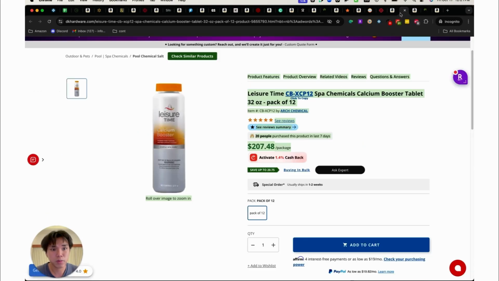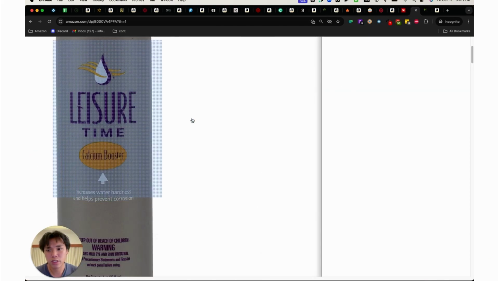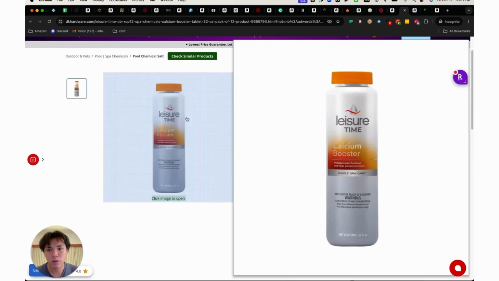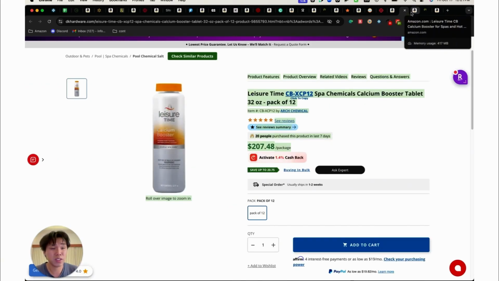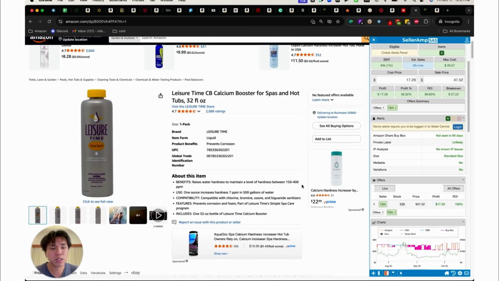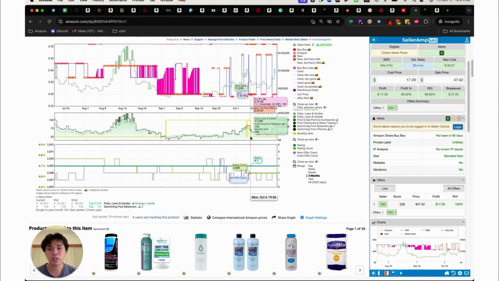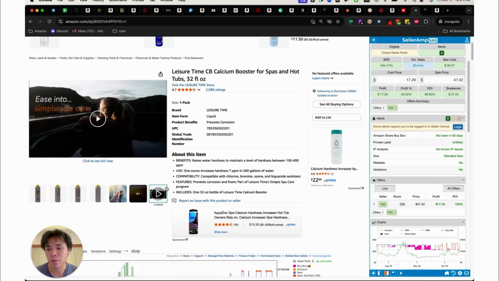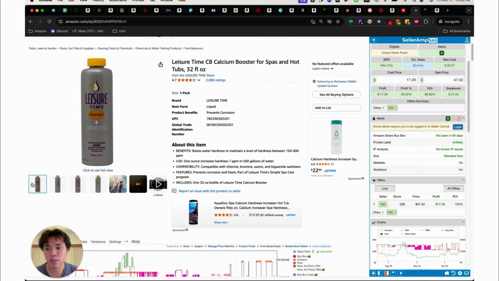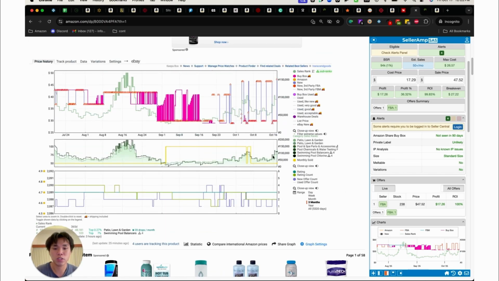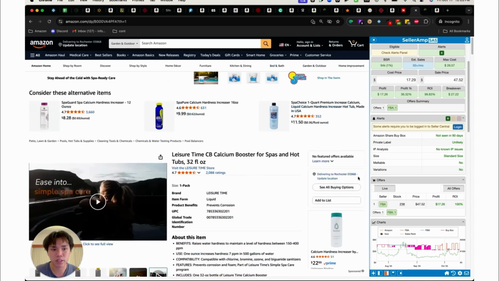Let's just make sure it's the same thing. Packaging is slightly different. As you can see, calcium booster. It is the same thing. It's just the package is slightly different. Some people can still sell this. Sometimes you want to be a little bit more wary, but I think you always got to put yourself in the customer's mindset. If that does the same thing, would they really care about the packaging? Sometimes sellers are like, yeah, they would. Sometimes they won't. So it's kind of up to your own risk. But I think this is totally fine to sell.